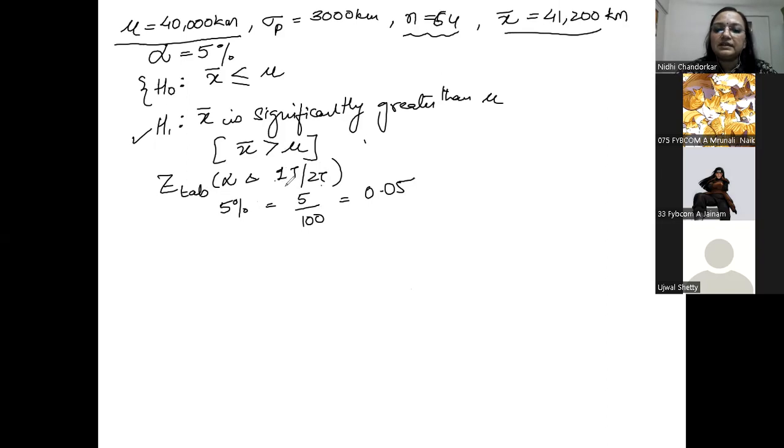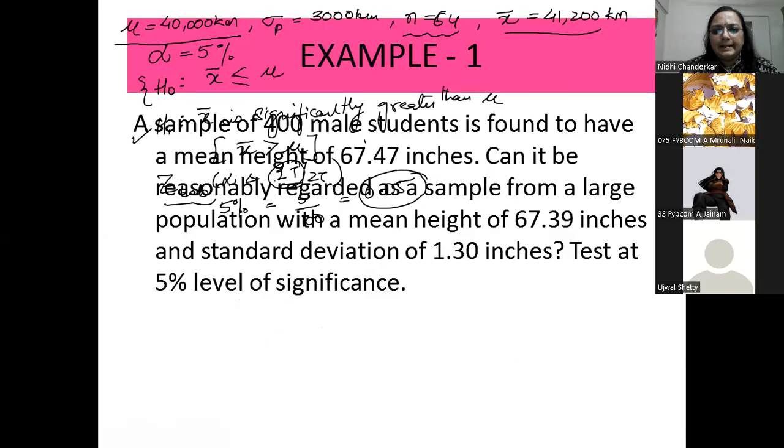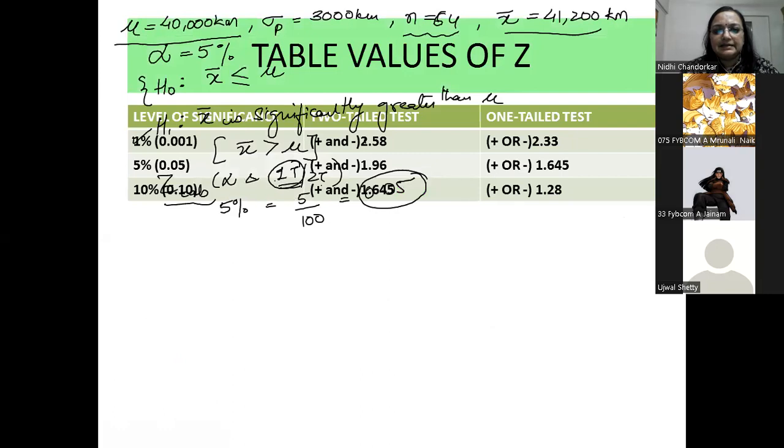And we have already found out that it's a one-tailed test. So we will find for the value of alpha for a one-tailed test, what is the table value? Let us quickly see that. I've already written a lot. Let me see whether the table is visible or not. Yeah, the table is not visible. Anyways, for 5% level of significance for a one-tailed test, the table value is 1.645. So how does it look like?